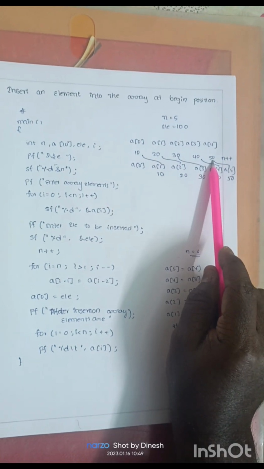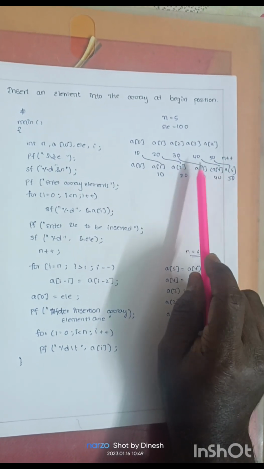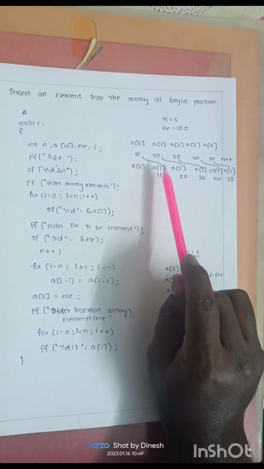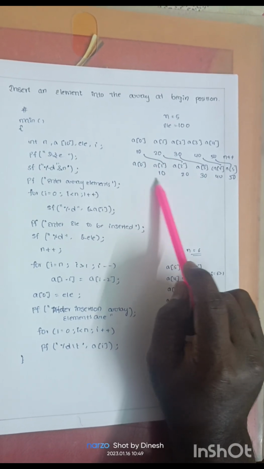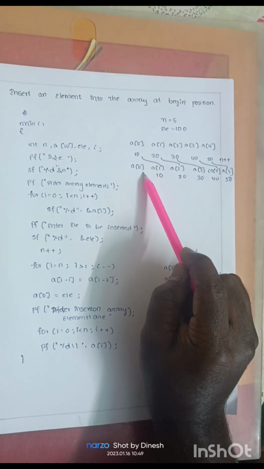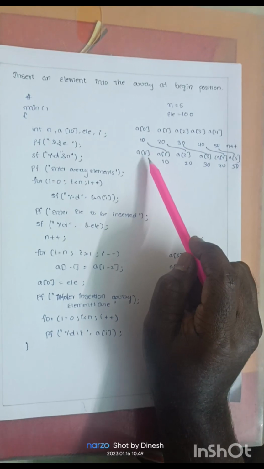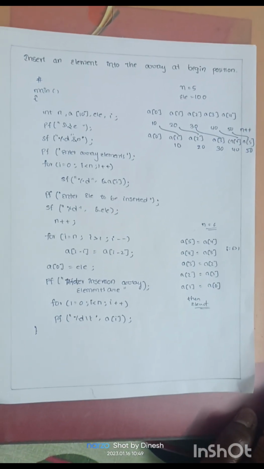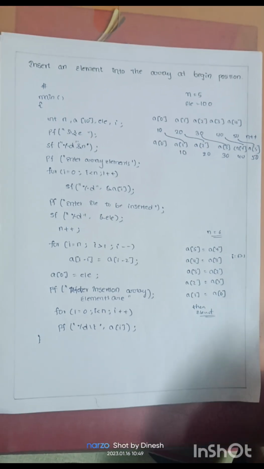That last element 50 is moved to a of 5, 40 to a of 4, 30 to a of 3, 20 to a of 2, 10 to a of 1, and at last we have to insert the element 100. So in this 0th location we have to insert the 100 element. Okay, let us see with the code.